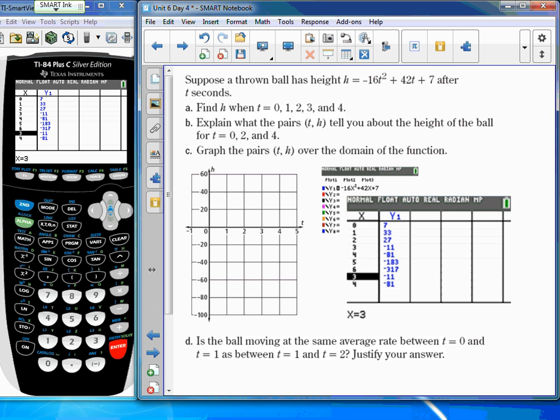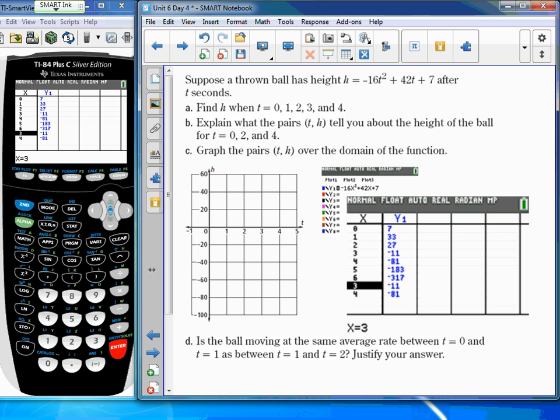When t equals 0, my height above ground is 7 feet. Right, 7 feet. When t equals 1, my height above ground is 33 feet. When t equals 2, my height above ground is 27 feet, and so on and so forth. What do those pairs tell me? They tell me after 0 seconds have passed, I'm 7 feet above ground, and so on and so forth.